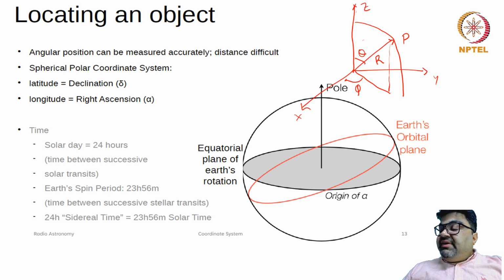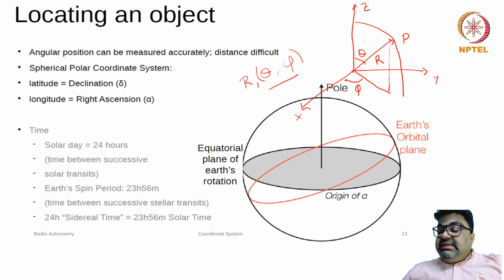Okay, so if I know my distance r, which is already known because it's a sphere, and if you know theta and phi, I can locate my object on the sky for a horizontal system.